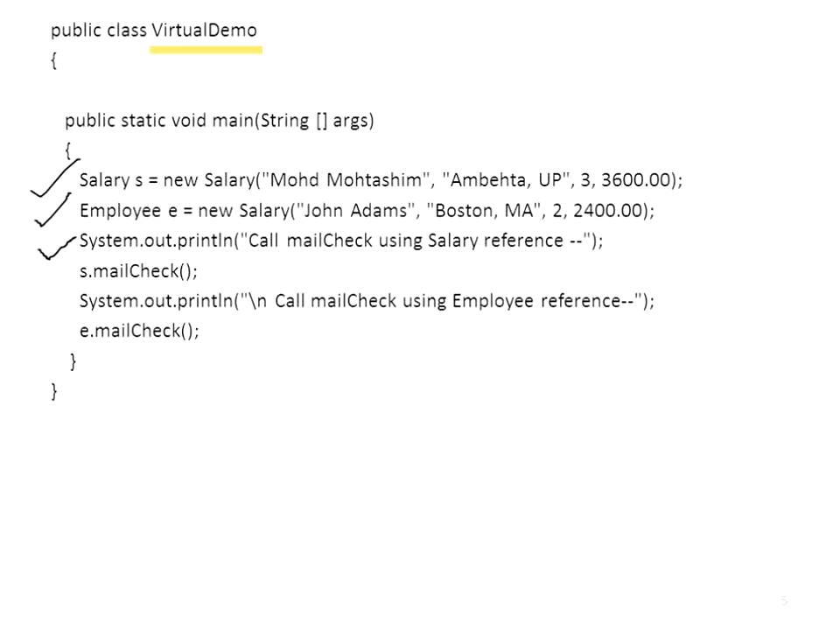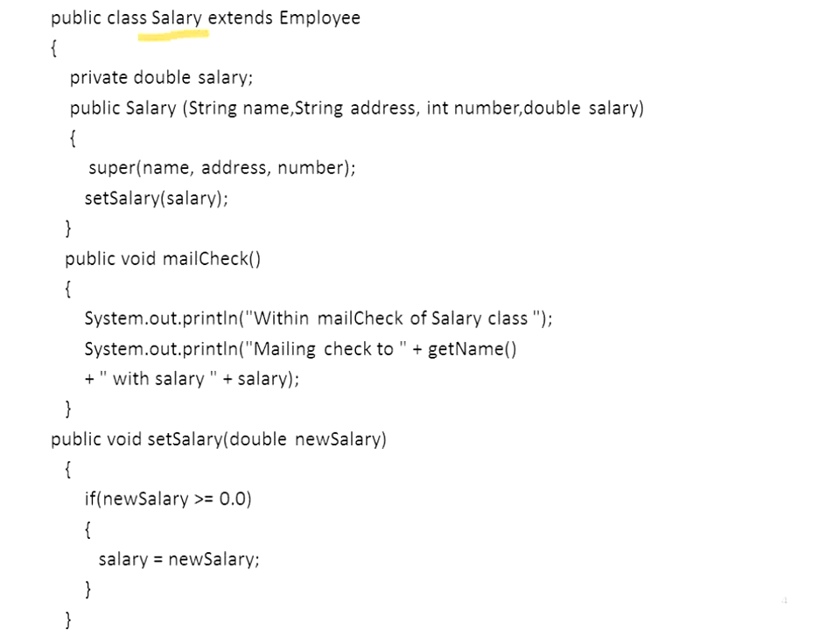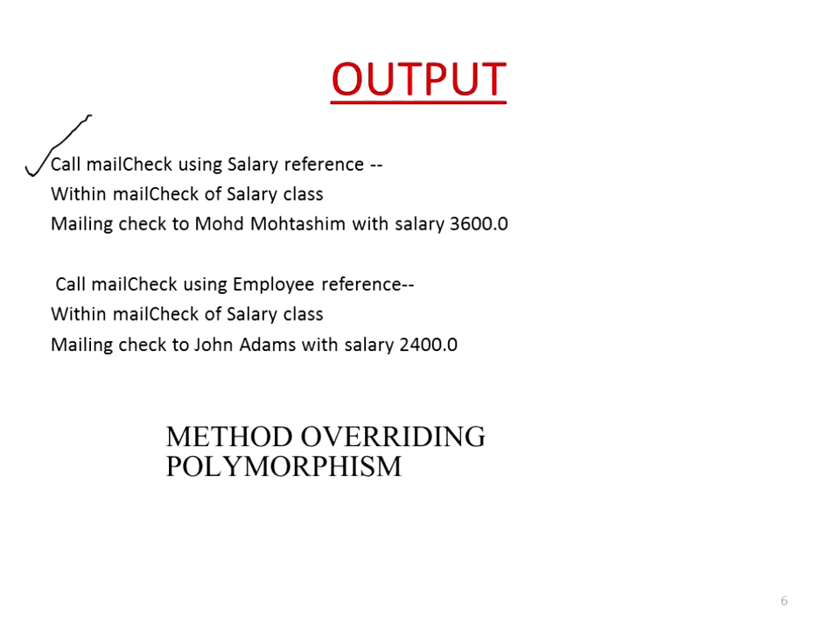Now what will happen? Now it will call s.mailCheck. So we are calling the mail check method by using object s. Now what is there inside the mail check method? Let's move to the previous slide. So this is the mail check method of the Salary class. Now what is written here? System.out.println within mail check of Salary class. Now this statement will be printed, within mail check of Salary class. Now see what will happen.